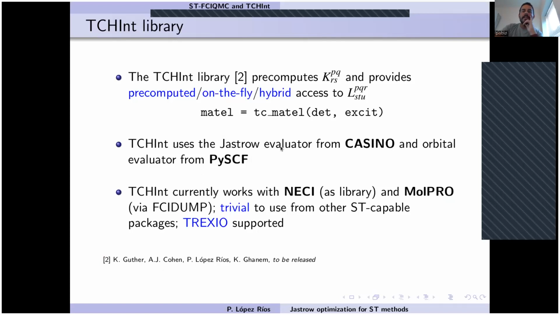Then TCHInt is made of bits from the CASINO continuum quantum Monte Carlo code that evaluates the Jastrow factor, and then the orbitals are evaluated themselves using PySCF, which is called via a Python interface. And then TCHInt currently can be called from NECI and from MOLPRO via an FCIDUMP. And there are people in our group doing a coupled cluster with a mean-field type of approach, where 3-body integrals are folded into the 2-body integrals, right? And they're getting very good results, but I'm not going to talk about that now.